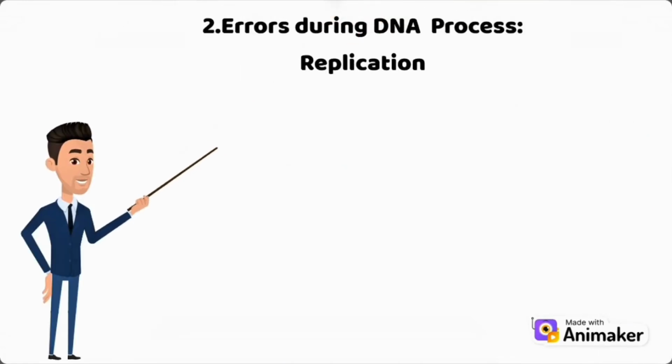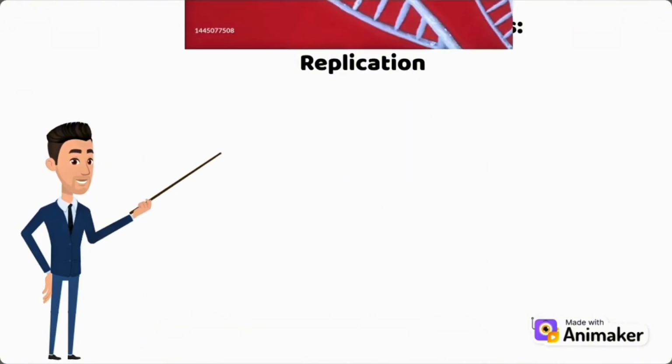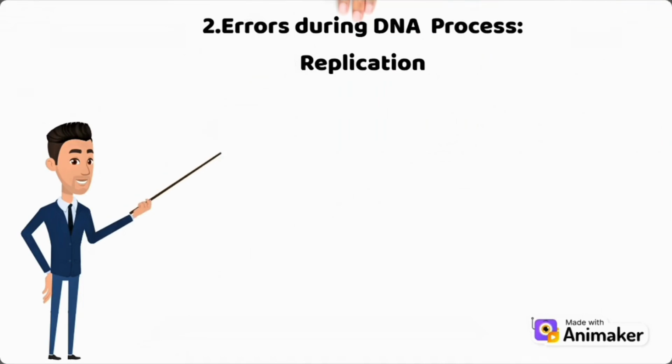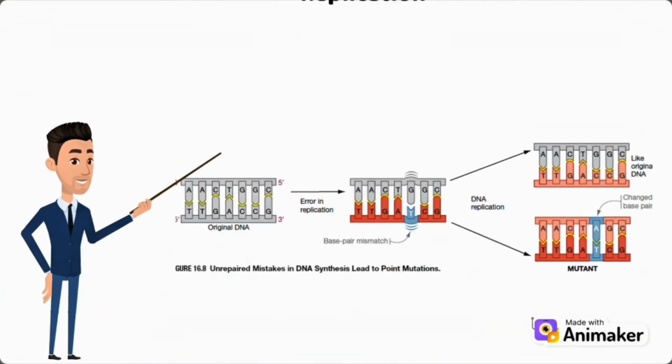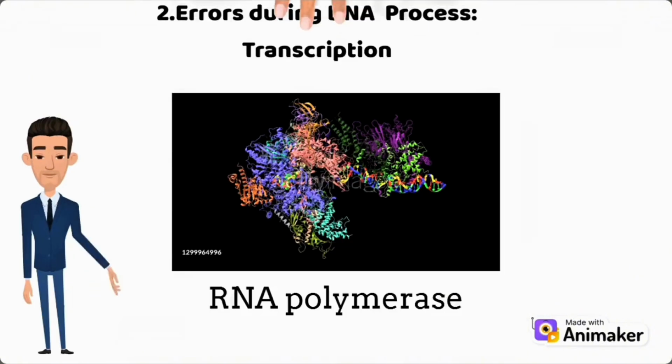There are three types of errors during DNA processes. First, during DNA replication, mistakes can be made by DNA polymerase as it copies the genetic code during cell division. These errors may result in mutations if not corrected by repair mechanisms.